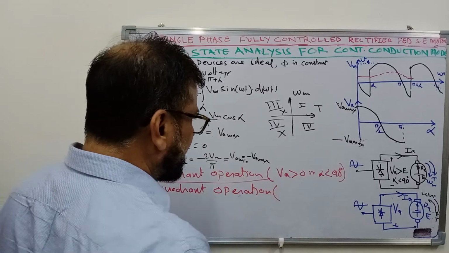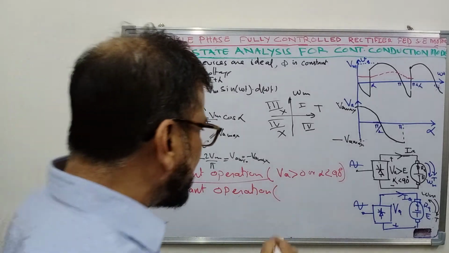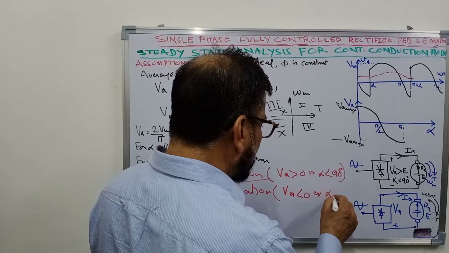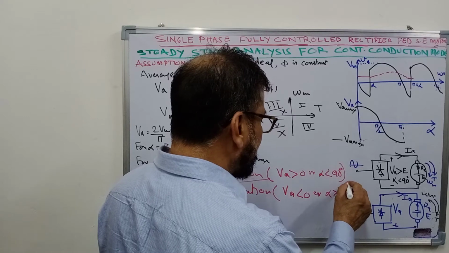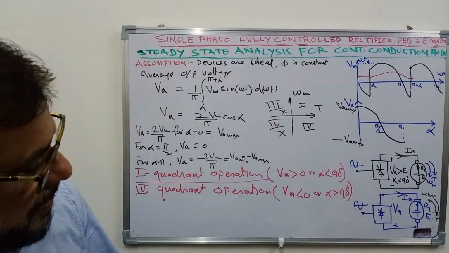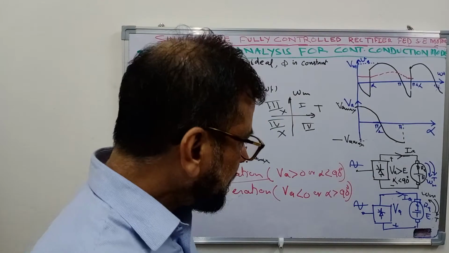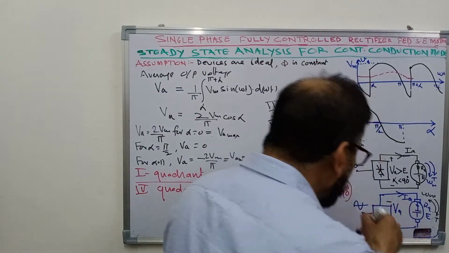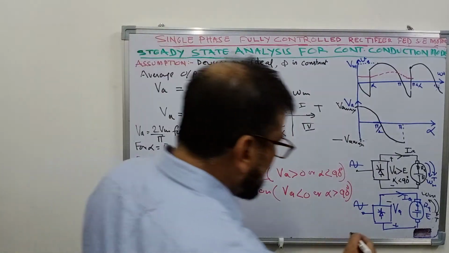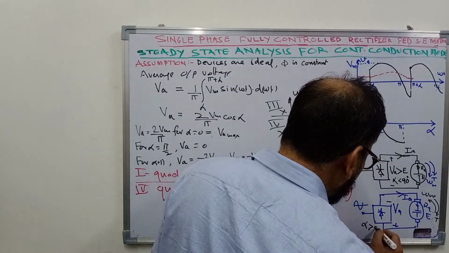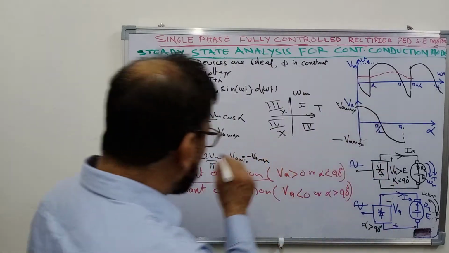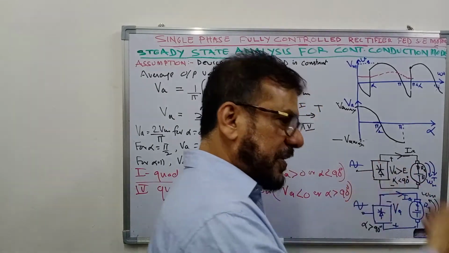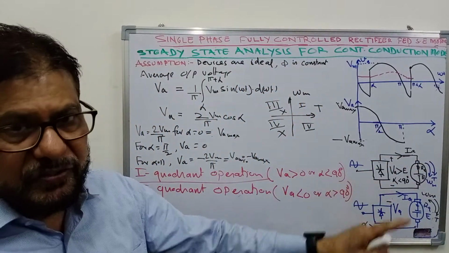And as you can see, this is possible only when VA is less than 0, or alpha is greater than 90 degrees. So when you reverse the output voltage by making alpha greater than 90 degrees, as per this equation, output voltage will be negative.